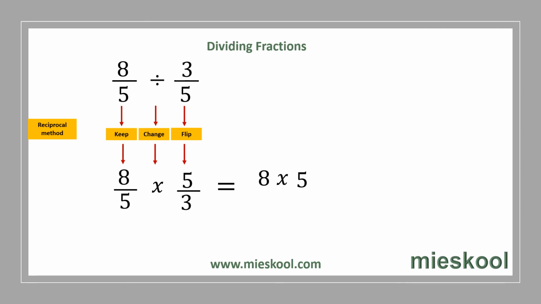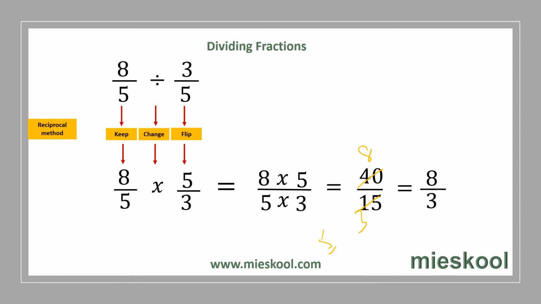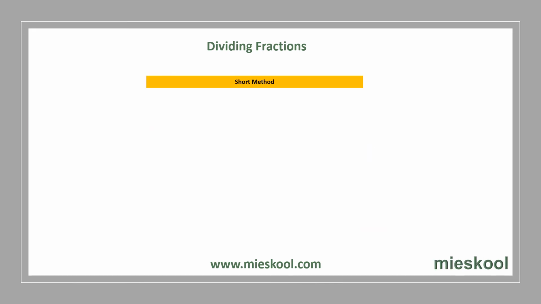So it's going to be 8 times 5 over 5 times 3, which is equal to 40 over 15. Now, if you take the 5 times table, for example, to simplify this, 5 times 3 is 15, 5 times 8 is 40, so we get 8 over 3. And then again, you see it's the first numerator over the second numerator. So that is the short method that we just saw.